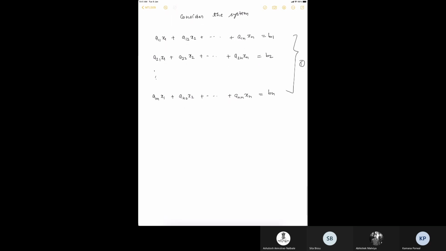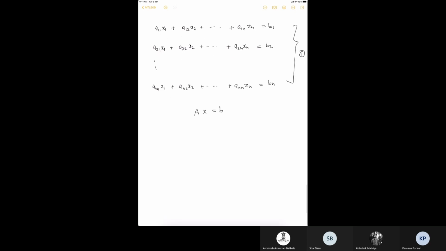So basically, in matrix form, this is Ax = b, where A is the coefficient matrix here and b is the right hand side vector here. The one assumption which I'm going to take here is that the diagonal elements of this matrix A are non-zero. That is, I'm assuming that aii is not equal to 0 for all i. You'll see why I need this assumption in just a moment.